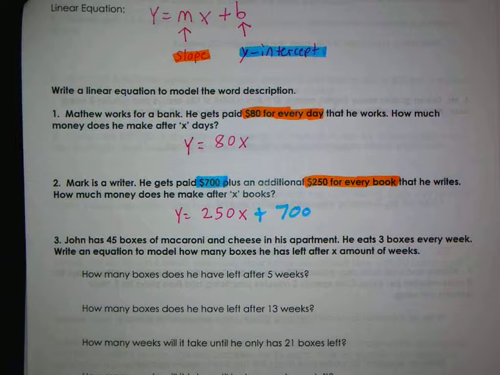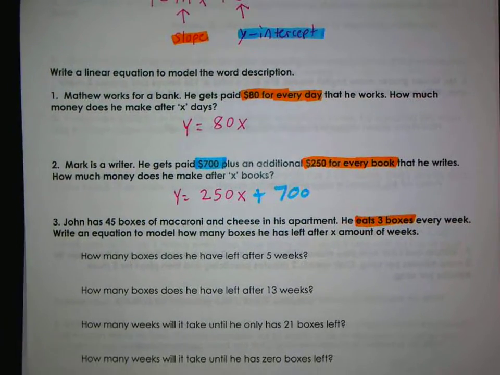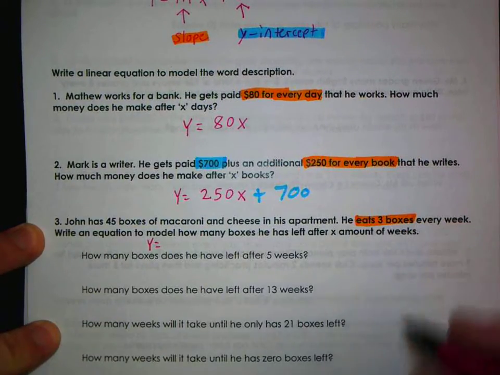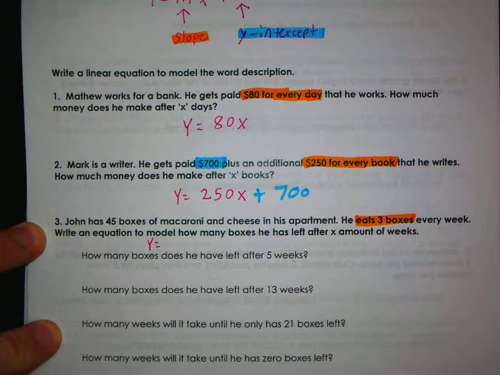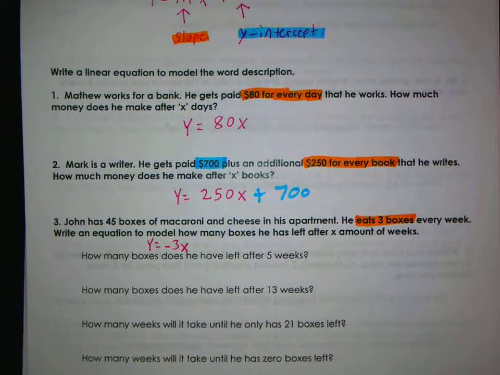John has 45 boxes of macaroni and cheese in his apartment. He eats 3 boxes every week. So which one would be slope, 45 or 3? 3. And if you're eating them, is that a subtraction or an addition? Subtraction. So I would say y equals negative 3x. Now how many boxes of macaroni does he start with? 45.